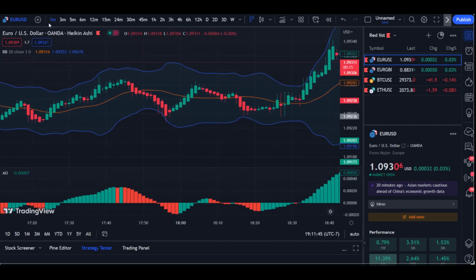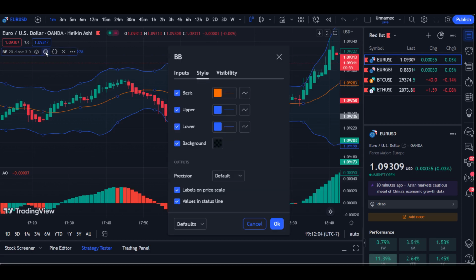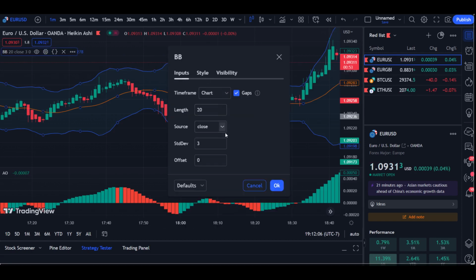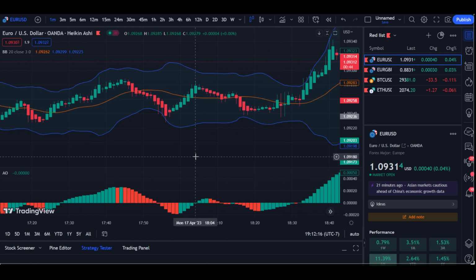So the first thing we're going to do is click on the 1-minute time frame, and make sure that we have the Heikin-Ashi candles activated. The first indicator that we will use is called Bollinger Bands, you're going to click on the very first one. After that, you're going to go to Settings, and make sure that you have the standard deviation set to 3. As for the style and visibility, it is by your preference. I usually don't really do a whole lot to switch it.